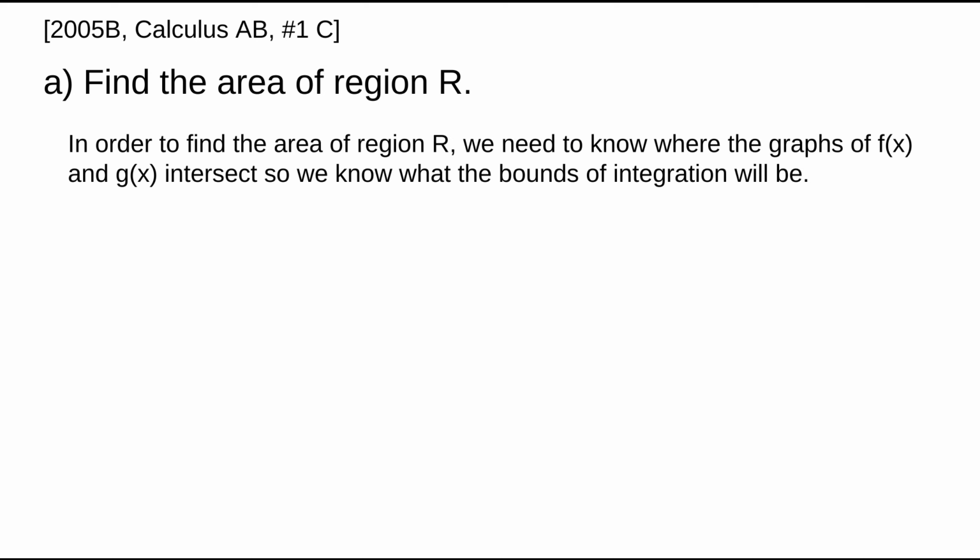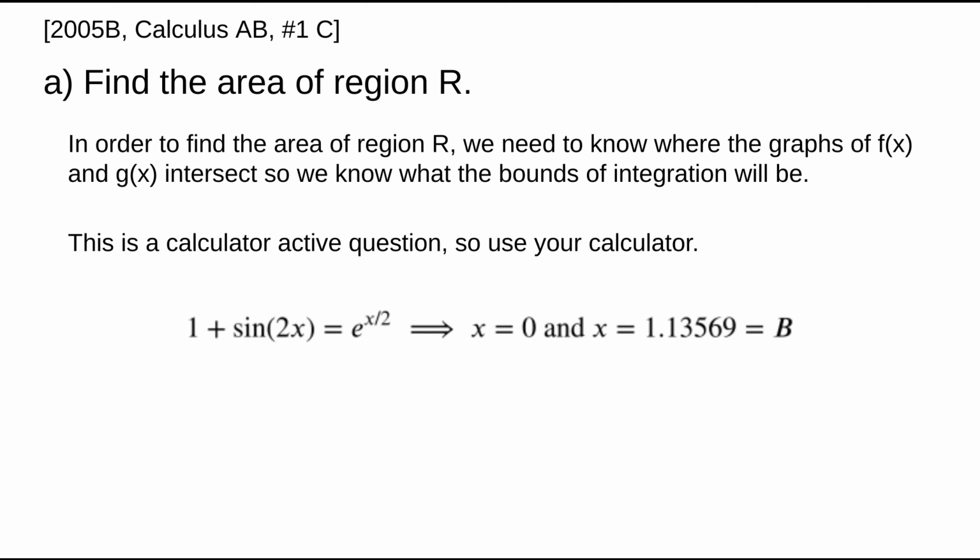So in order to find the region R and its area, we have to know our bounds of integration. So we have to know where these two functions actually do intersect. Now, because it's a calculator active question, we can find those points of intersection using our calculator. So we take our two functions, 1 plus sine of 2x, set that equal to e to the x over 2, find out where they intersect. They intersect at x equals 0 and x equals 1.13569. At this point, I'm going to take the liberty of calling that last value capital B just for brevity's sake. I am going to use that letter B later.